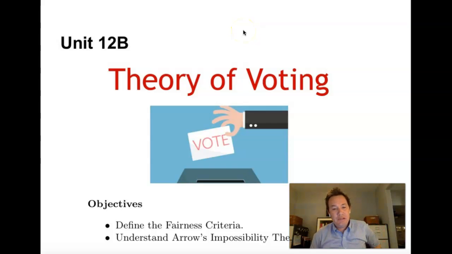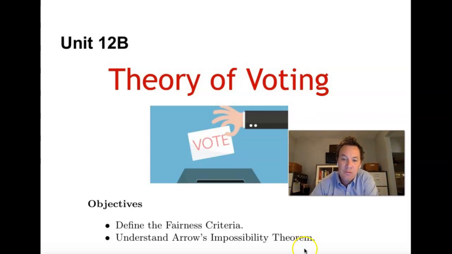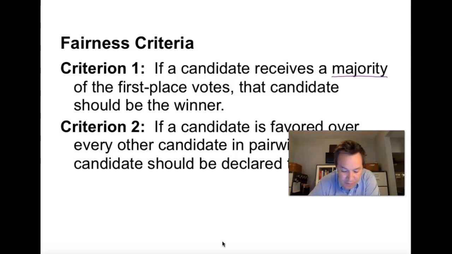Okay, in 12b, we're going to talk about the theory of voting. So our objectives, we want to define the fairness criteria and then understand Arrow's impossibility theorem. So we'll start with the fairness criteria. These are something that you want to get written down.